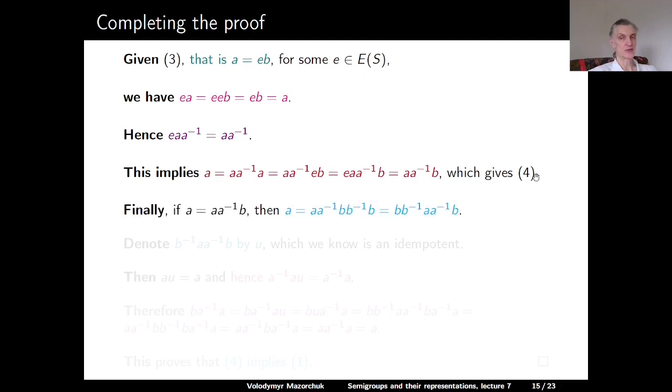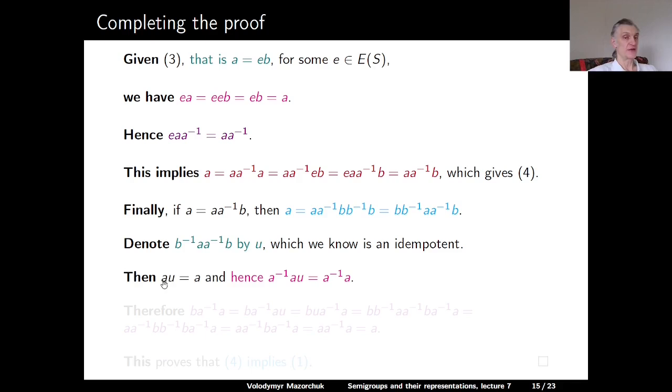Finally, let us prove that condition 4 implies condition 1. So assume that A is equal to A inverse B, and then of course A is equal to A inverse B times B inverse times B, and we commute the two idempotents. This is equal to BB inverse A inverse B. So let's denote the element B inverse A inverse B by U. And we know that that's an idempotent, because it's a conjugation of an idempotent A inverse.